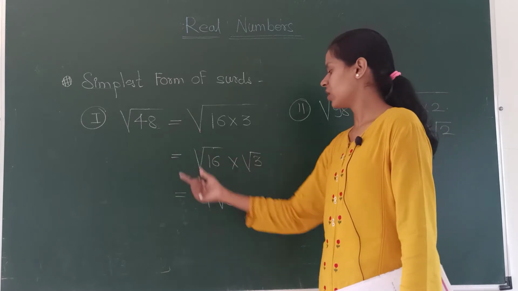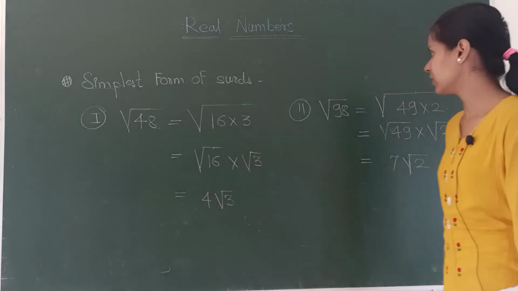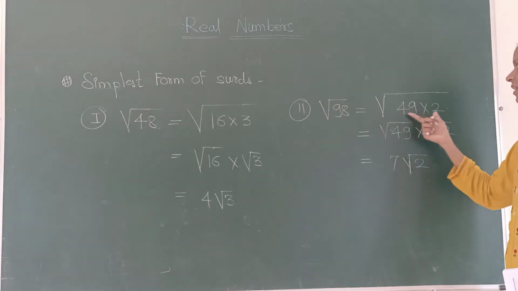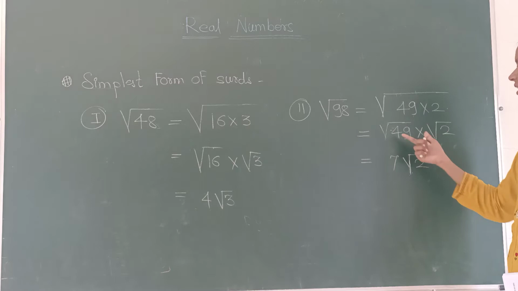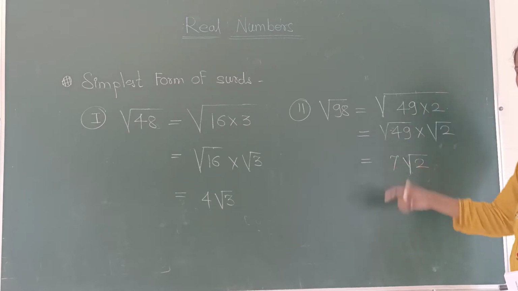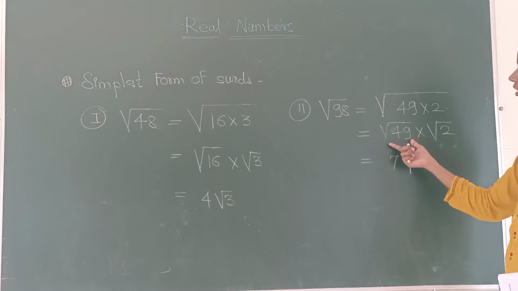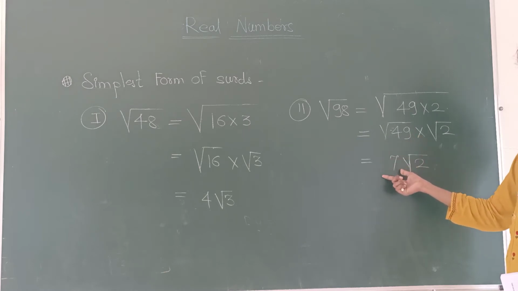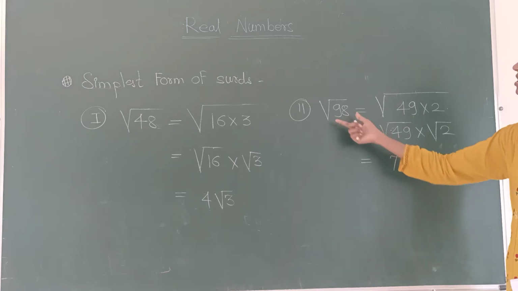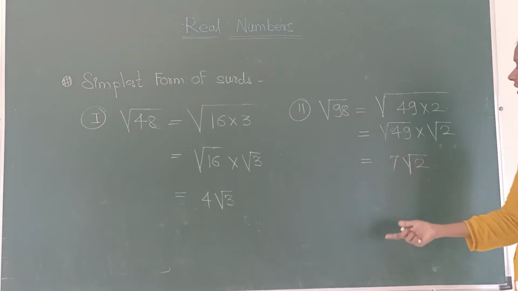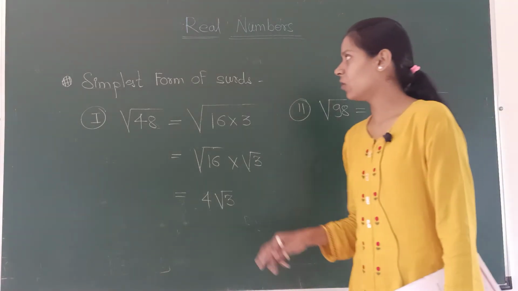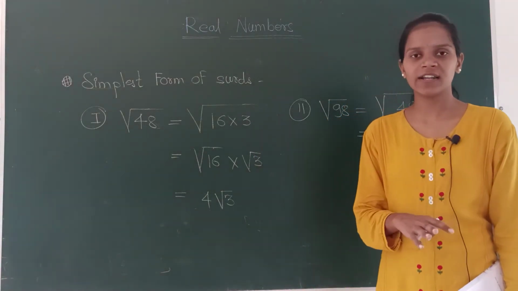So the simplest form of under root 48 is 4 under root 3, and similarly for under root of 98 we can write it as 49 into 2. So under root of 49 into under root of 2. If we remove the root sign, it will be 7, because 7 7s are 49. 7 into under root of 2 as it is. So the simplest form of root 98 is 7 under root of 2. This is how the simplest form of surd is given.